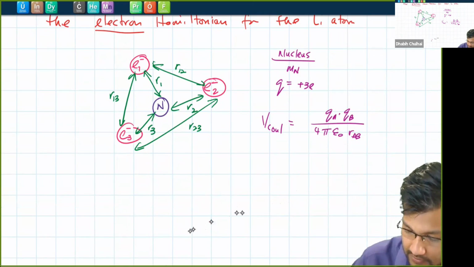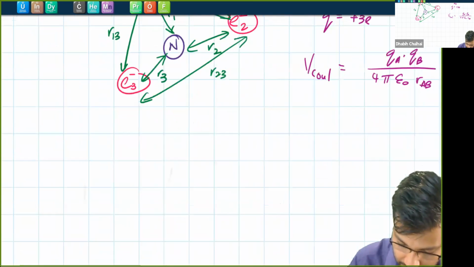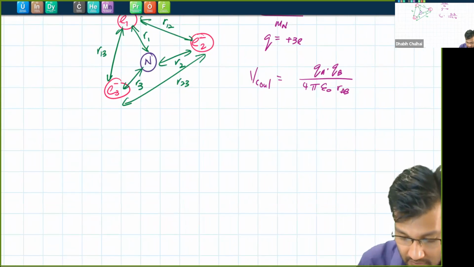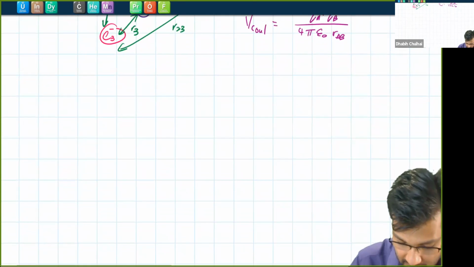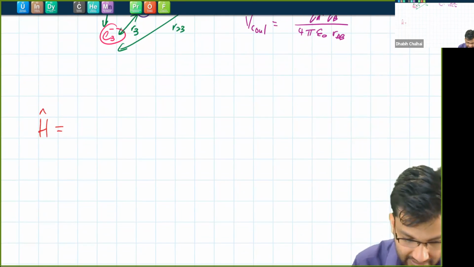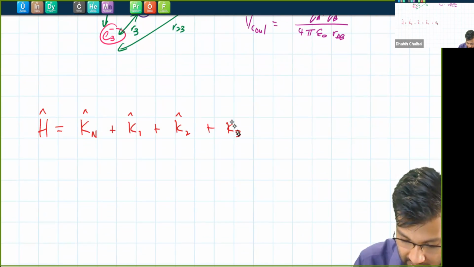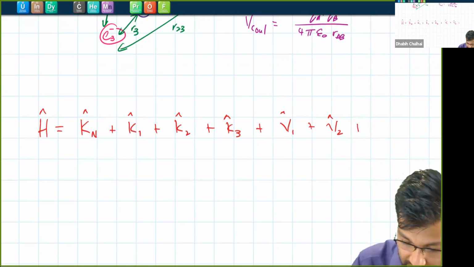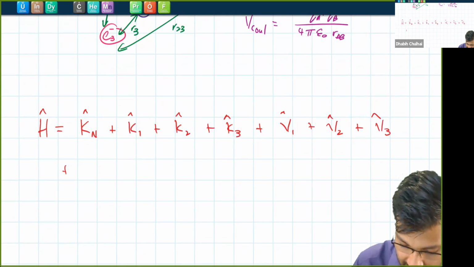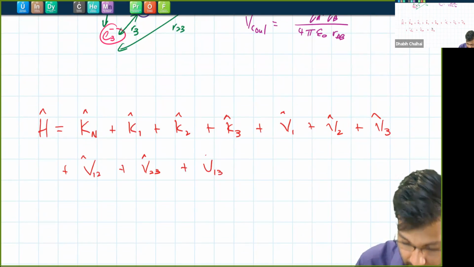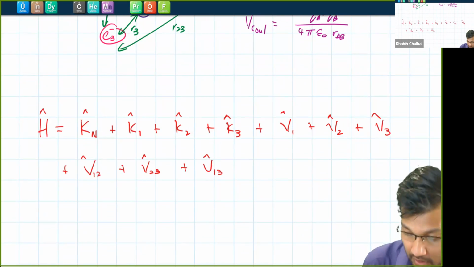All right, so let's write this Hamiltonian down. Right, this is a 4-body system, 1 nucleus, 3 electrons. So the Hamiltonian will be, as we know, the kinetic and potential parts. So it will be the kinetic energy of the nucleus, kinetic energy of electron 1, kinetic energy of electron 2, and kinetic energy of electron 3. The potential of electron 1 in the nucleus, the potential of electron 2 in the nucleus, the potential of electron 3 in the nucleus, then the potential between electrons 1 and 2, the potential between electrons 2 and 3, and potential between electrons 1 and 3. Lots of terms, but those should be all of them.